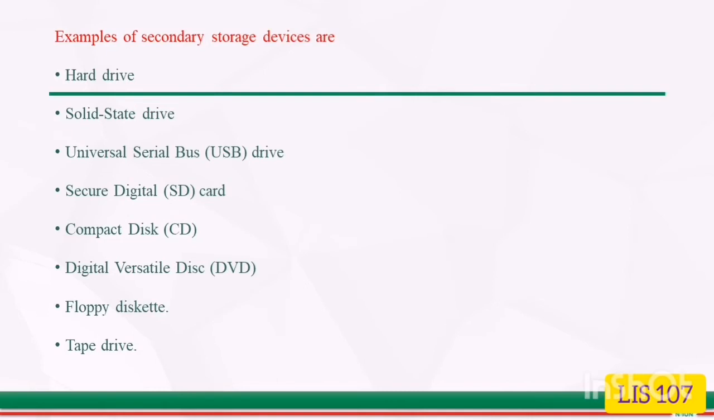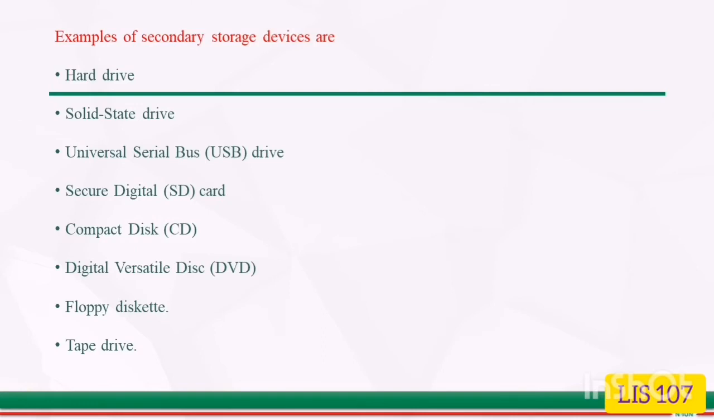Examples of secondary storage devices. I said we have our hard drive. Our hard drive is an external storage device that is usually connected to the computer system. It comes in different sizes. It comes in 128 gig, 256 gig, 1 terabyte. The hard drive can also be internal. When it's internal, it is embedded in a computer, and that is what stores the programs and applications of the computer system. We also have the solid state drive.